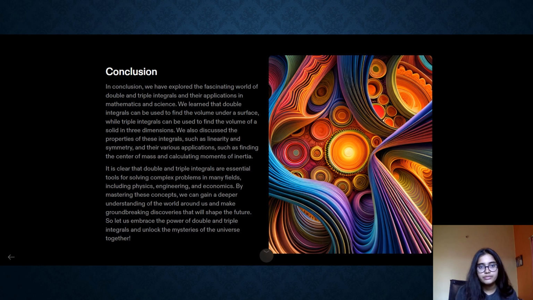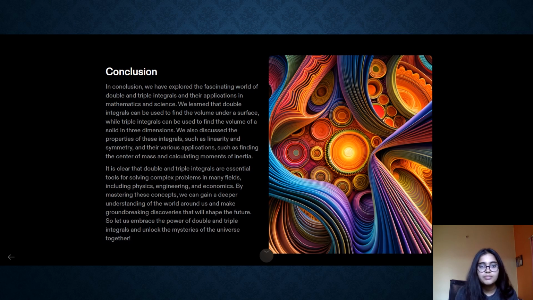In conclusion, we have explored the fascinating world of double and triple integrals and their applications in mathematics and science. We learned that double integrals can be used to find volume under a surface, while triple integrals can be used to find the volume of a solid in three dimensions. We also discussed the properties of these integrals such as linearity and symmetry and their various applications such as finding the center of mass and calculating moment of inertia.